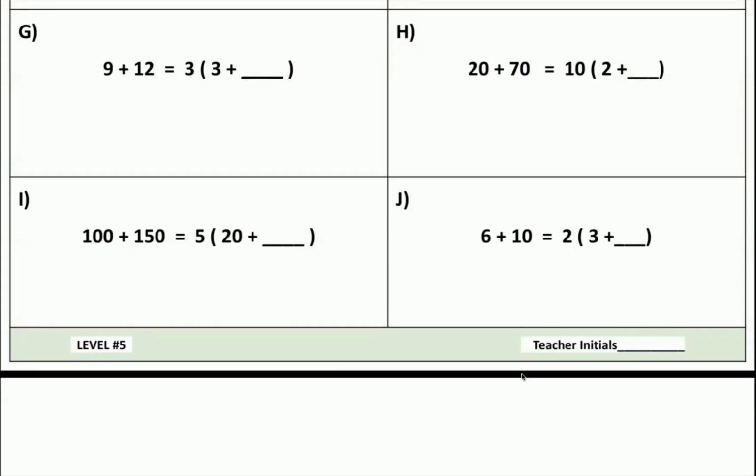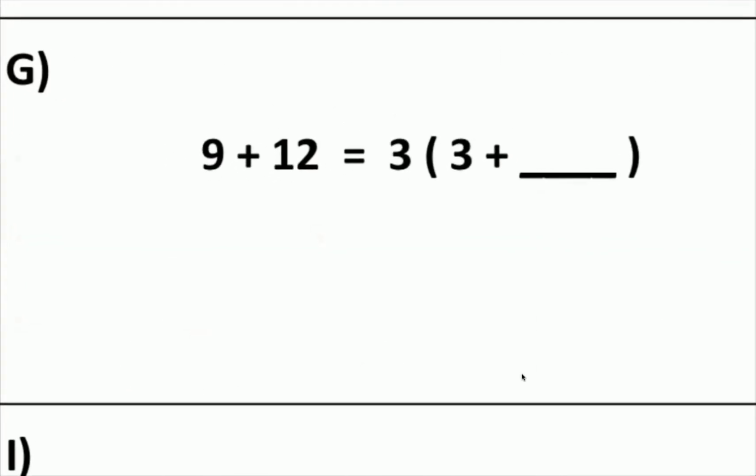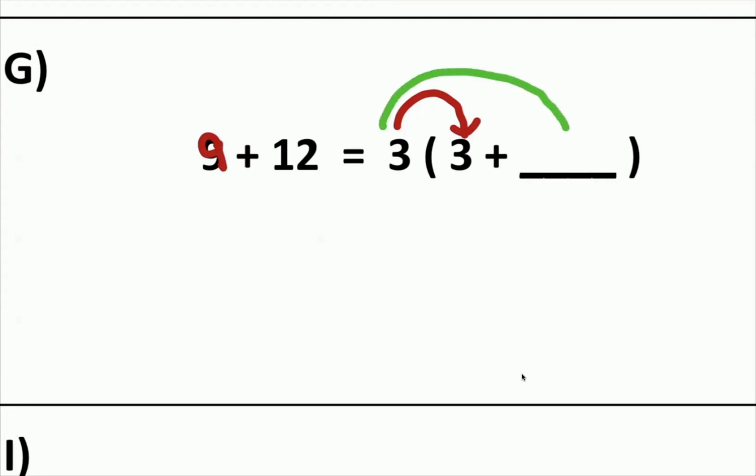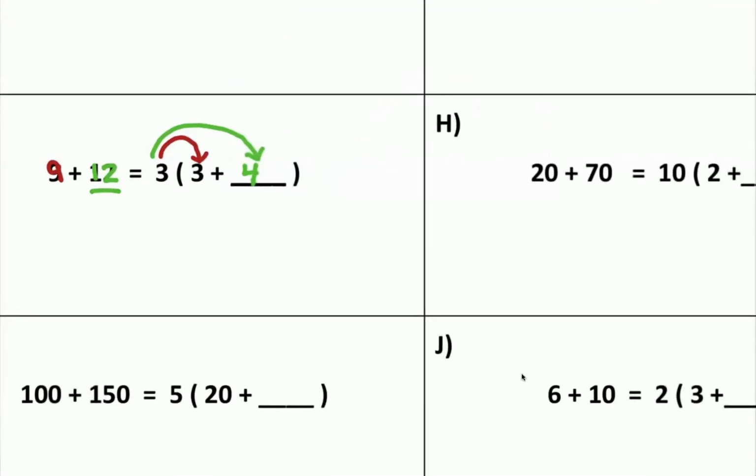Let's take a look at problem G. We know that parentheses means multiply. 3 times 3 is 9. And so I need 3 times a number to get 12? Well, I know 3 times 4 is 12. Go ahead and complete problem H, then come back to the video to check your work.